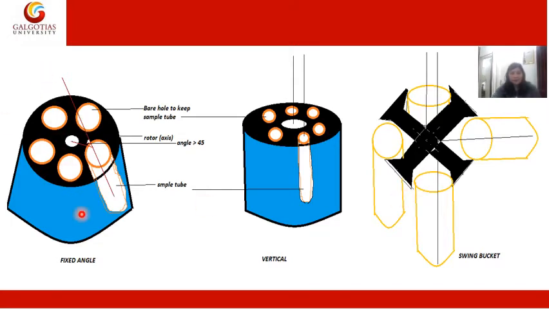This is the fixed angle rotor. This is a sample tube. You can see that the angle between the sample tube and the rotor axis is less than 45. This is the rotor axis. This is the vertical rotor. During the run, the R maximum and R minimum of the sample tube will remain constant in the case of a vertical rotor. But what happens in the case of a swing bucket rotor?